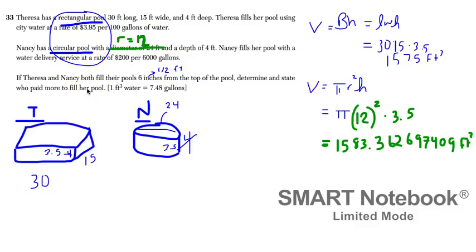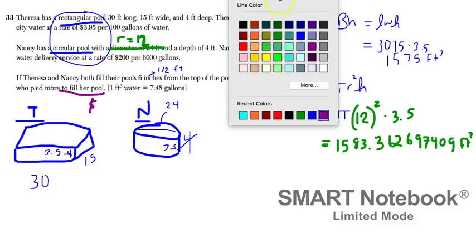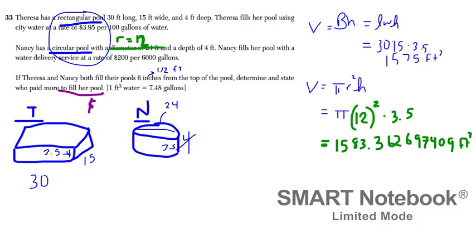All right, but fortunately, we can go further. We can get the full points on this problem. But I just kind of taken this question one step at a time. So it asks us who pays more to fill their pool. So we know that we're looking for an answer in dollars. When we look back at the problem, we get some amounts of unit prices. Not necessarily unit price, but prices. So we're told that Teresa pays $3.95 per every 100 gallons, and Nancy pays $200 per every 6,000 gallons.